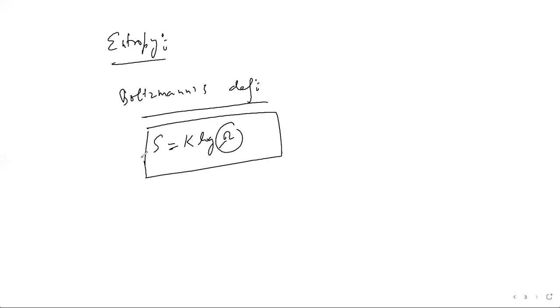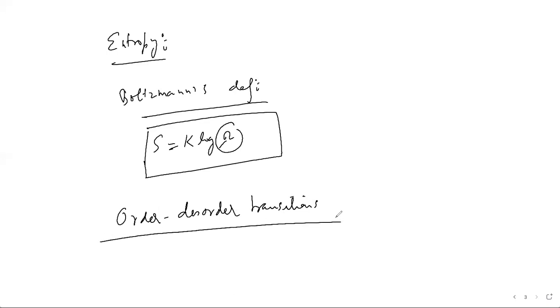But let's also discuss a few interpretations of entropy. One interpretation is an order-disorder transition. When you count more states, or have more accessible states in the system, we consider the system to be in a more disordered state. That's obvious. So you can count different states and find out what exactly the entropy of that system is.